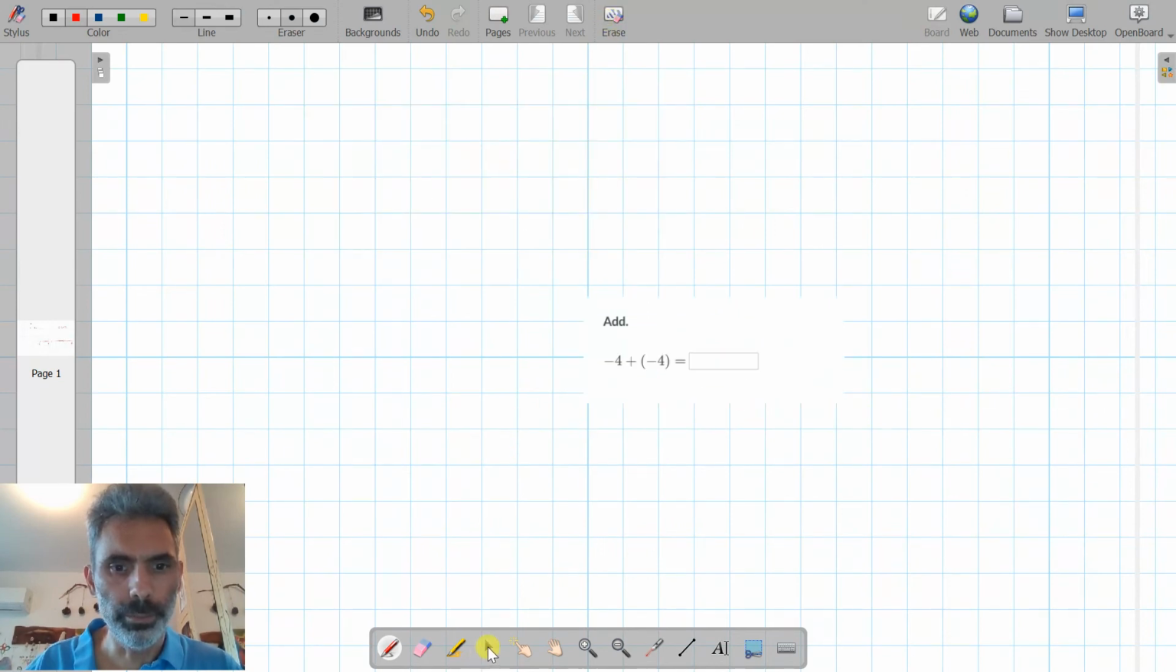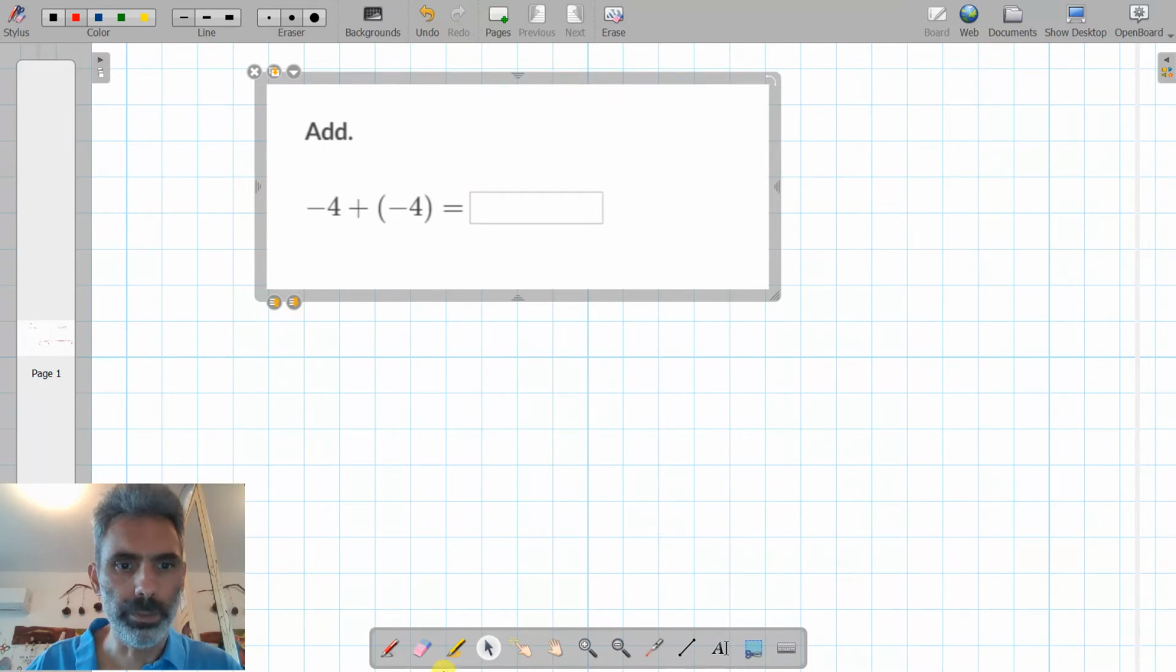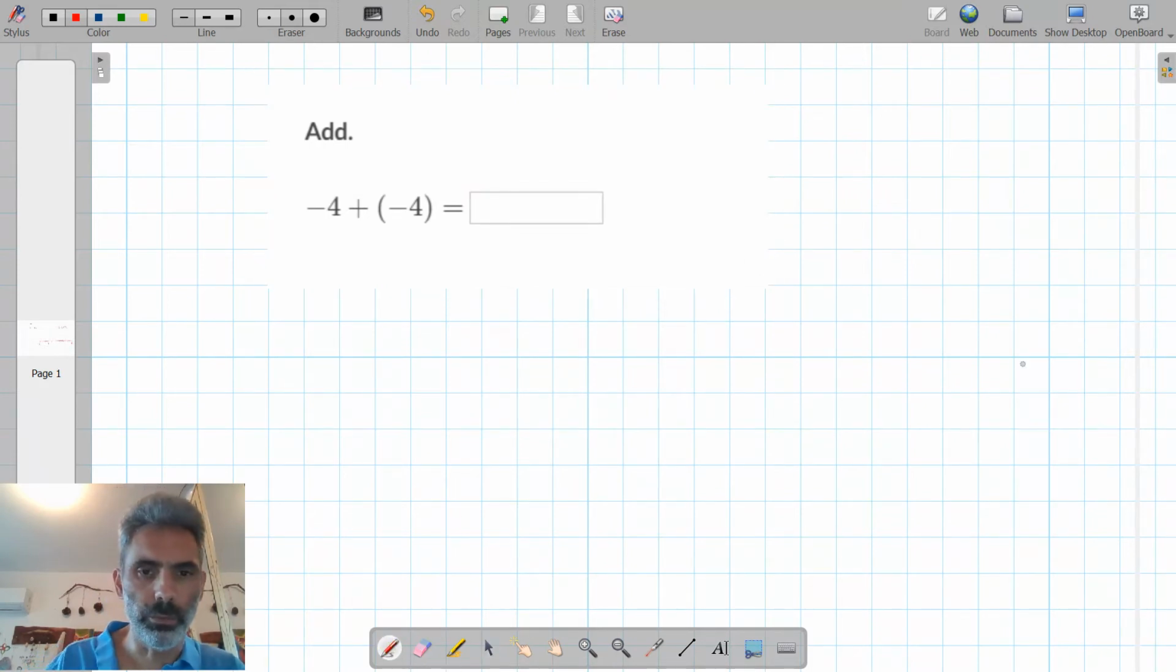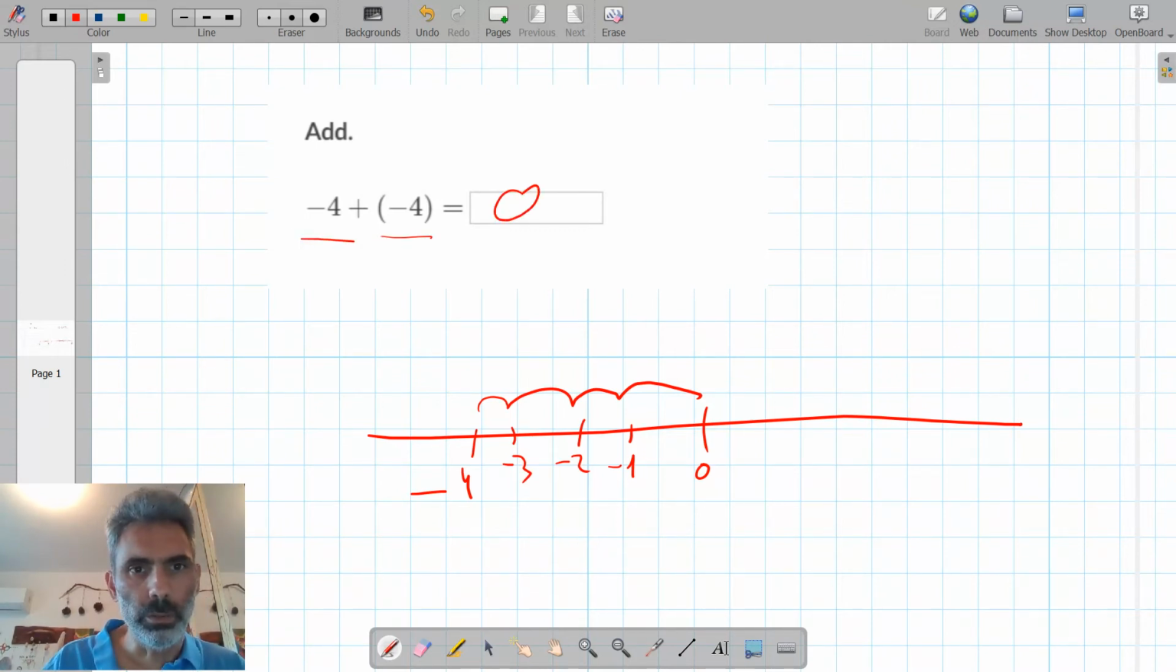So here we take 4 steps. We begin at -4. 1, 2, 3, 4. We begin here, and we take 4 steps to the right. So this is -3, -2, -1, and this is 0. So they cancel out each other.